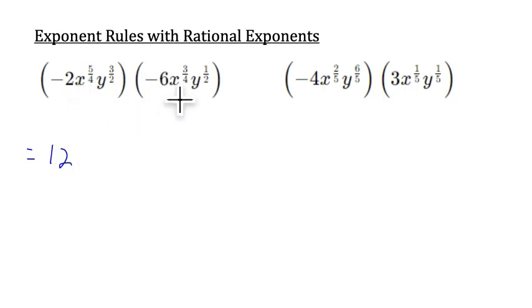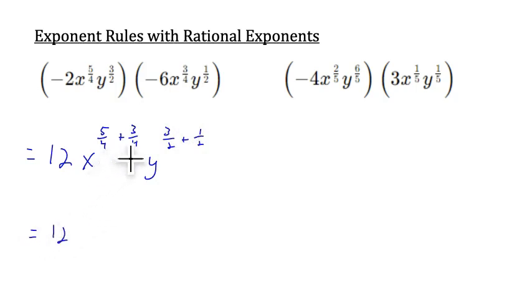Now we'll multiply x to the 5/4 times x to the 3/4. So in this case, we're multiplying two exponential numbers with the same base, and we add the exponents. So let me just write that out here. 5/4 plus 3/4. Fortunately, we have common denominators here. Otherwise, we'd need to get those. Now the y's. Once again, we are adding the exponents here. So 3/2 plus 1/2.